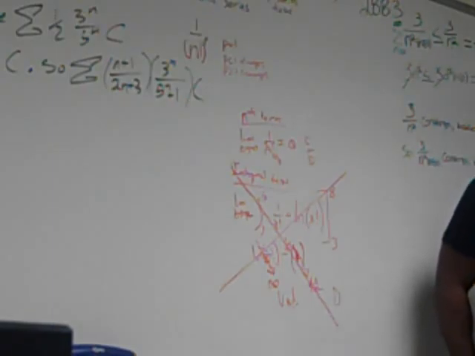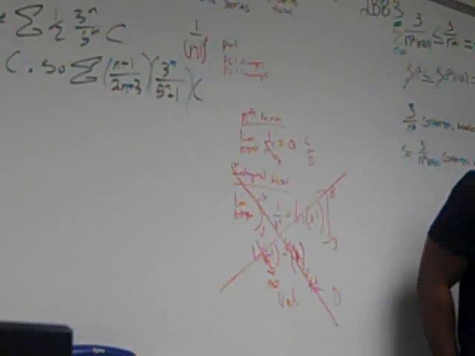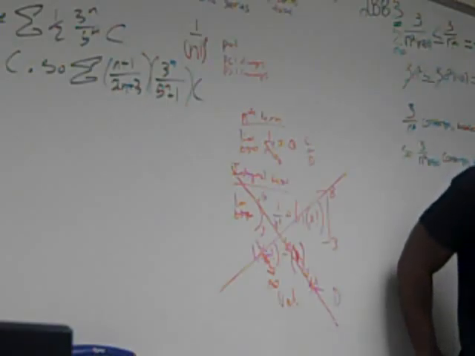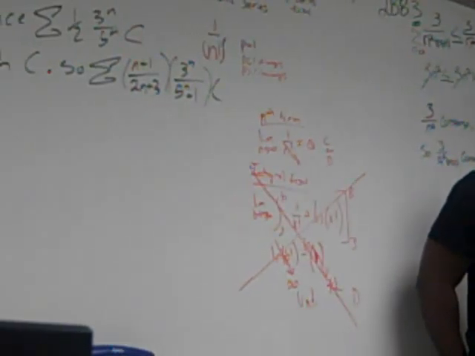Did you get it? Zach, did you get it? If you use 1 over 2 to the n minus 1 from n equals 3.